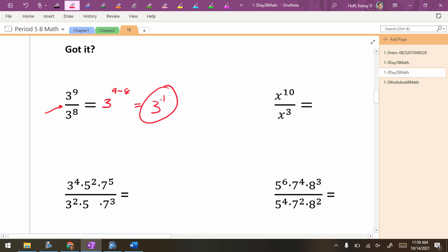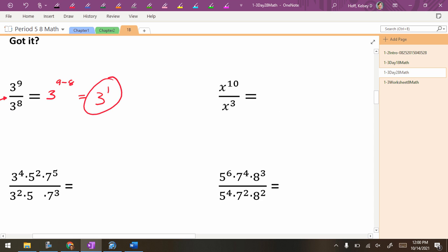Excellent job. Technically, does she have to have the 1 on the 3? Well, if I just wrote 3 as my answer, am I okay? Yes. I think most of you will get in the habit of putting that 1 there, because when you subtract, you get 1 anyway.